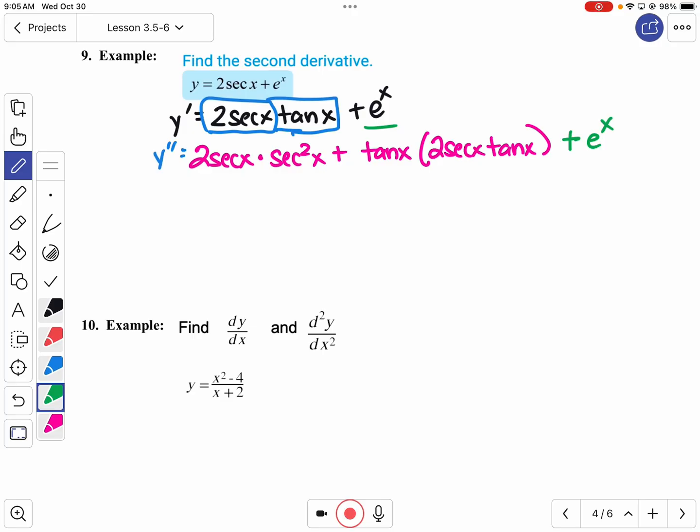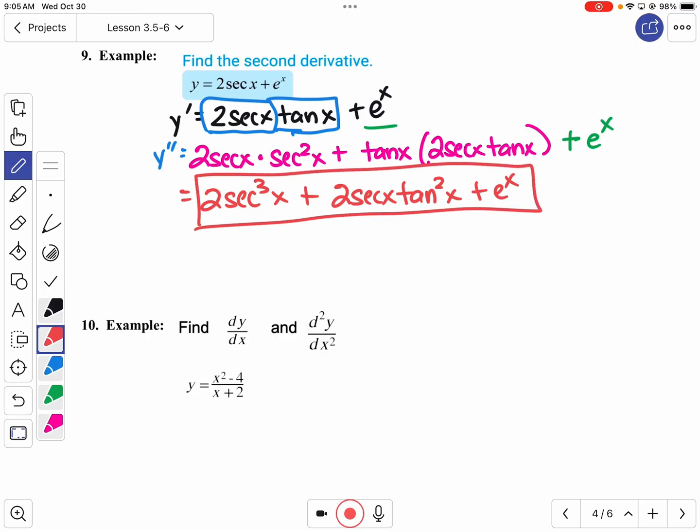Let's simplify. Nothing really crazy is going to happen here, except how many secants do I have multiplied together right here? 3 of them. So 2 secant cubed of x plus, here I have a secant and how many tangents? 2. So I have 2 secant x tangent squared plus e to the x. And that is my second derivative. So we just put all of our secants and tans together, but the trick people miss the most is that that is a product rule in that second derivative.